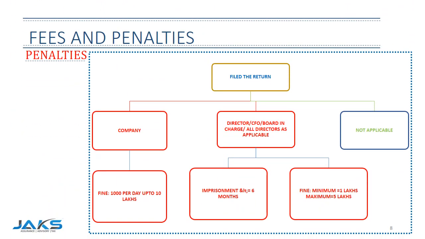Let us know what the penalty is if filing is not done properly. If the company has filed the return, there is no penalty as we know. But in case the company has not filed, the penalty is applicable to both the company as well as the designated officers. If a company fails to file the copy of the financial statements, it shall be punishable with a fine of 1000 rupees for every day, to a maximum of 10 lakh rupees. And in case of officers, that is the managing director and CFO, if there is no managing director and CFO, the director who is in charge of the board, and if there is no such director, all the directors of the company shall be punishable with imprisonment for a period which may extend to 6 months, or a fine with a minimum of 1 lakh rupees and a maximum of 5 lakh rupees, or with both imprisonment and the fine.